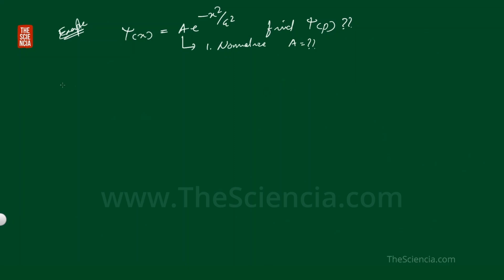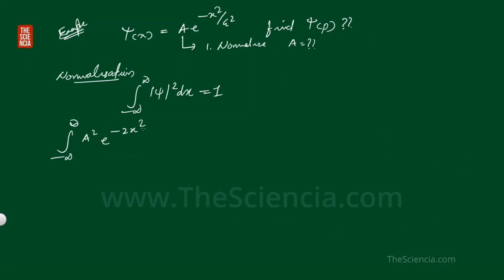Okay, so what is the condition for normalization? That is, integral minus infinity to infinity mod psi square dx should be equal to 1. So that is integral minus infinity to infinity mod psi square, that is a square e raised to minus 2x square by a square into dx, that is equal to, we can take this a square outside, into integral minus infinity to plus infinity e raised to minus 2x square by a square dx.